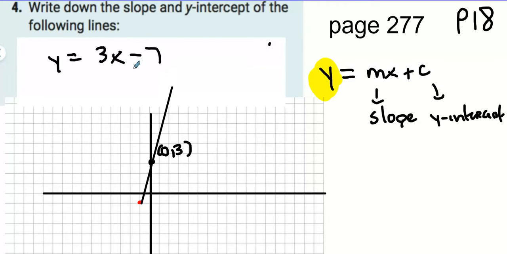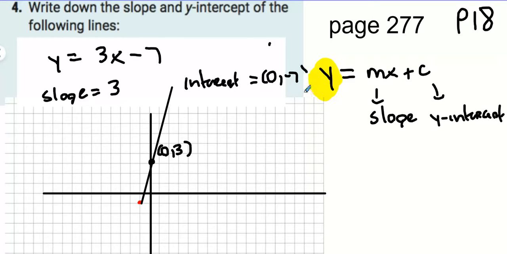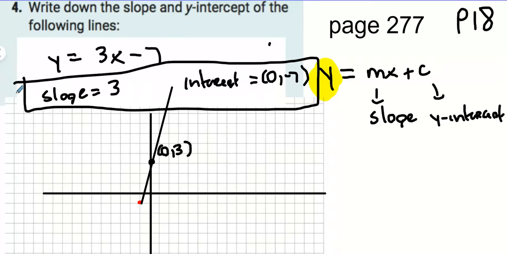Here's the minimum answer. You just write slope equals. What's the slope for this one? Whatever number comes in front of the x: slope is 3. And intercept is 0, minus 7. Is everybody happy with the minimum answer? The minimum answer is what's in the box. Let's keep going. Still have 5 minutes.